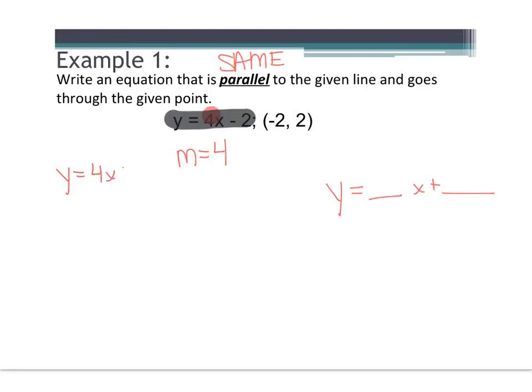Plugging in our slope, and now we're going to plug in our points. Y is 2, x is -2, and we solve for b.